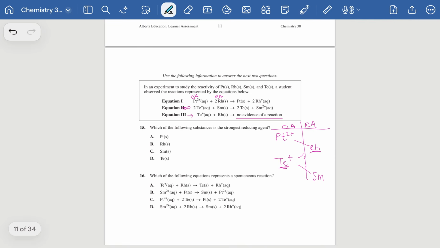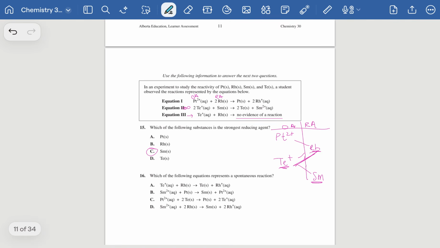So strongest reducing agent, I start bottom right hand, it would be the SM solid. And then the last one, number 16, which of the following equations represent a spontaneous reaction? So if TE2 positive reacts with RH, we already know no reaction, and we're just going to go through until we see.